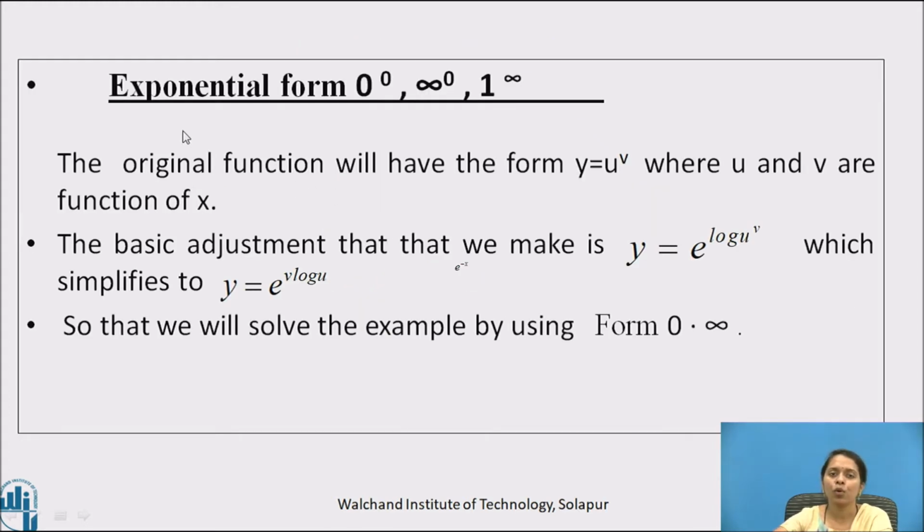Let us see a few more forms, which are the exponential forms: 0 raised to 0, infinity raised to 0 and 1 raised to infinity. All these are indeterminate. The original function will have the form y is equal to u raised to v, where u and v are functions of x. The basic adjustment that we make is y is equal to e raised to log of u raised to v, which simplifies to y is equal to e raised to v log u. So that we will solve the example by using the form 0 into infinity, which we have studied in an earlier video.